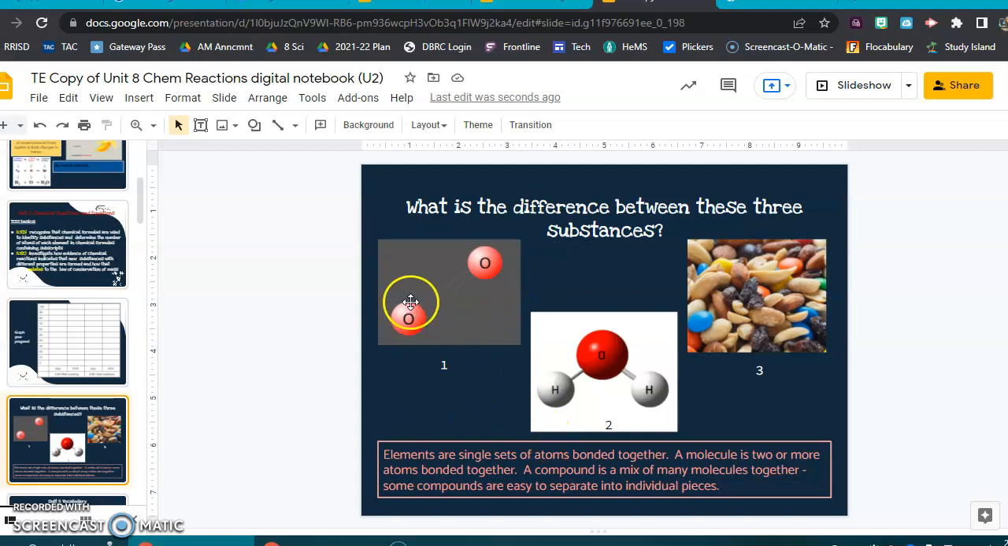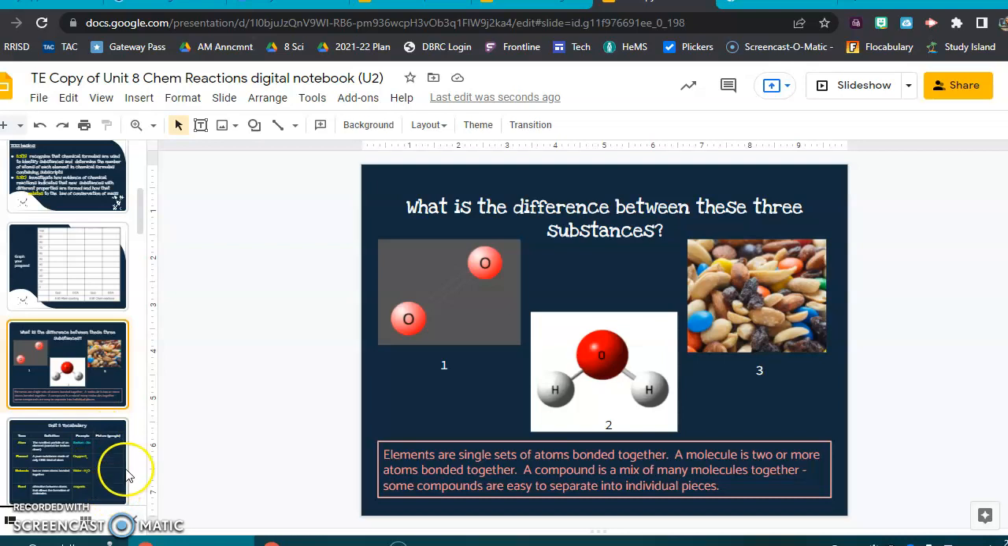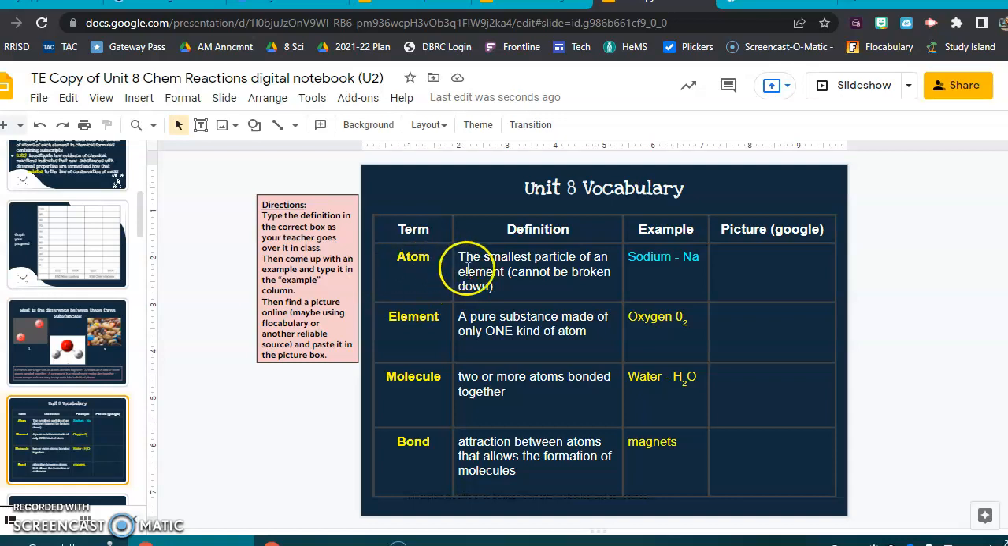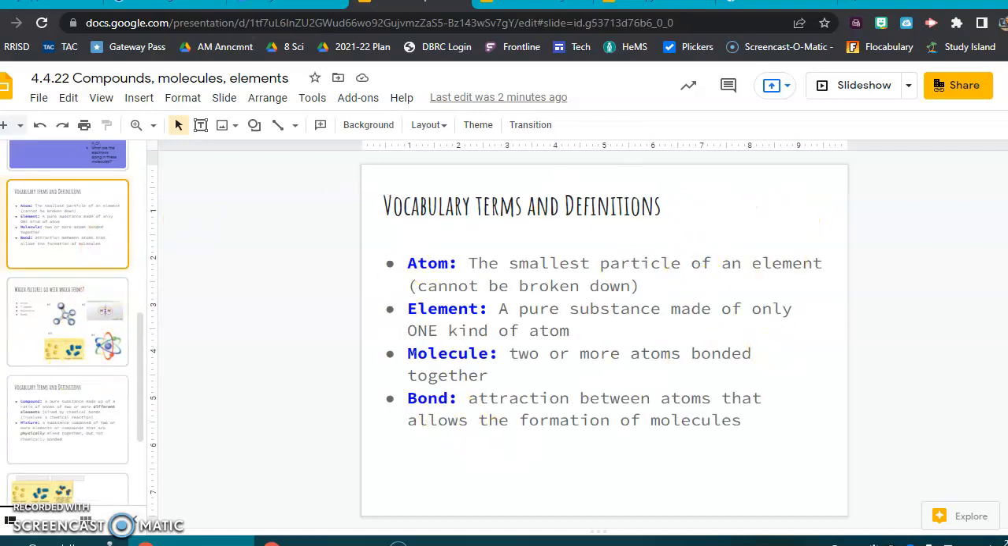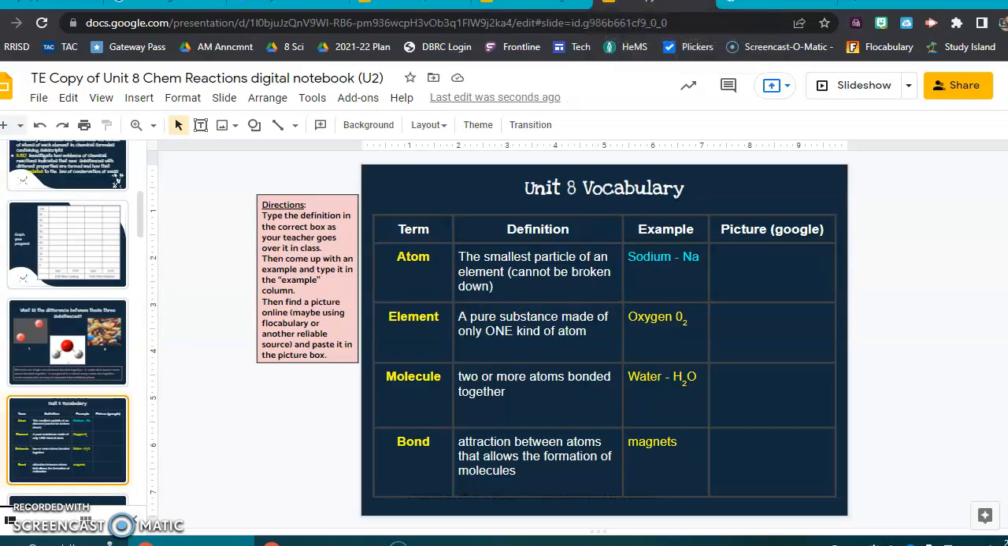So what's the difference here? Well, elements are single sets of atoms, which could be bonded together like oxygen, or they could be a single atom. A molecule is 2 or more atoms bonded together, and a compound is a mixture of many molecules. Some of these are easily able to separate. And you can pause this to do this alongside. Here are the definitions. We typed these directly from the slides. If you look at the slides for today, the definitions are copied and pasted with some examples here.